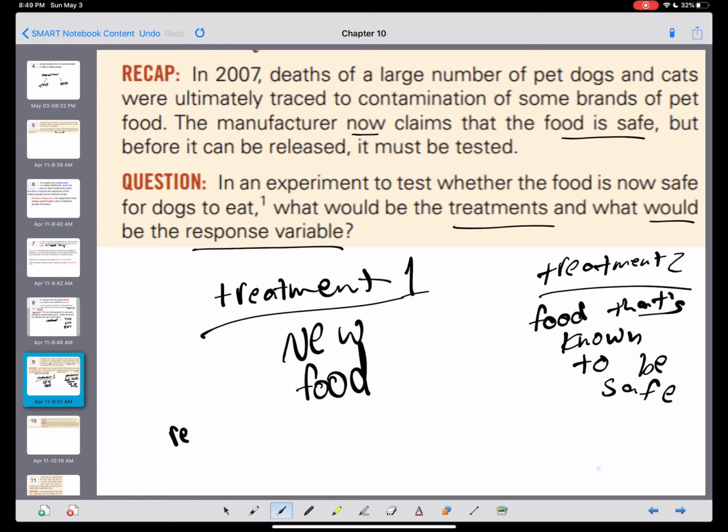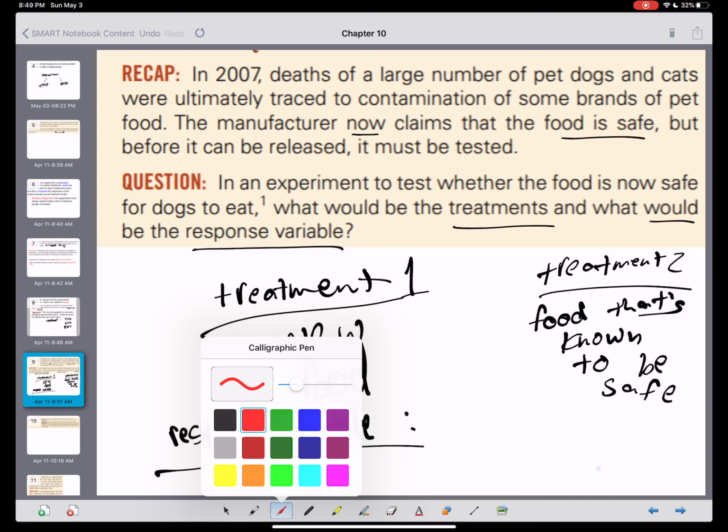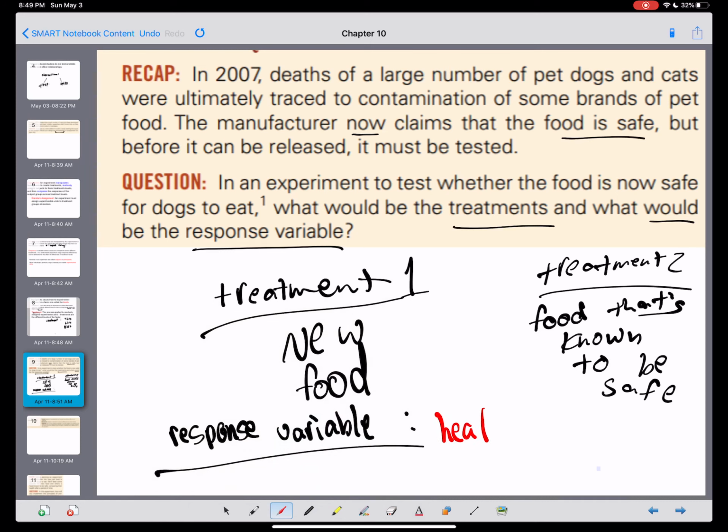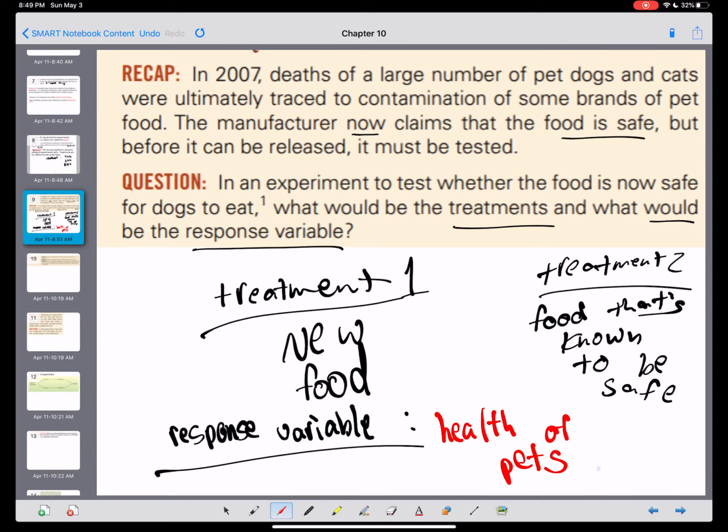The response variable. How would we measure this, right? So the response variable would be the health of the pets, right? The response variable would be the health of the pets. That's how we can tell if the food is safe or not, because that's how we measure it.